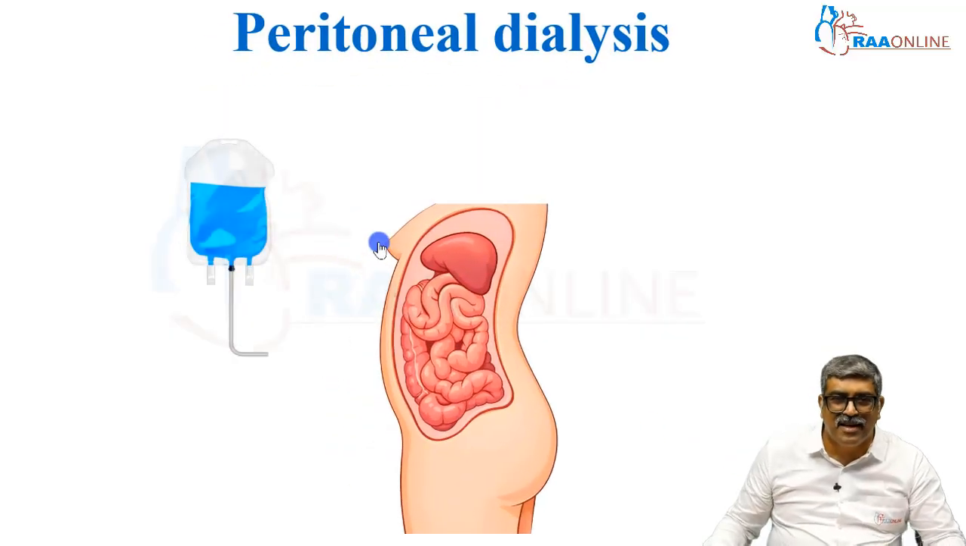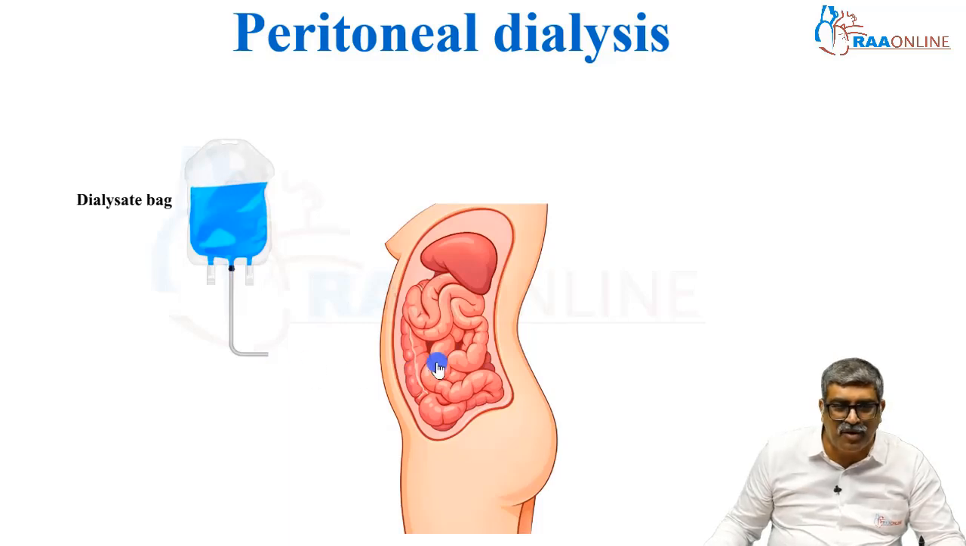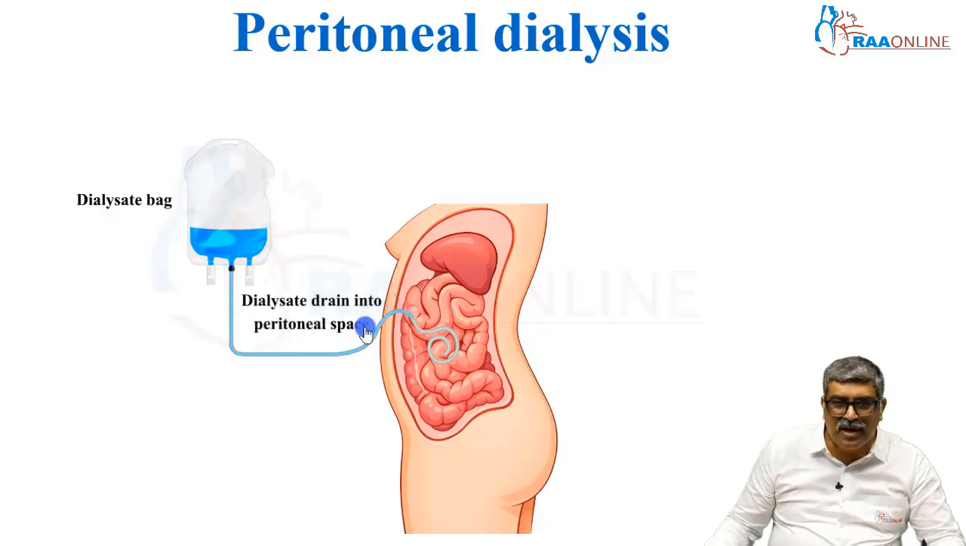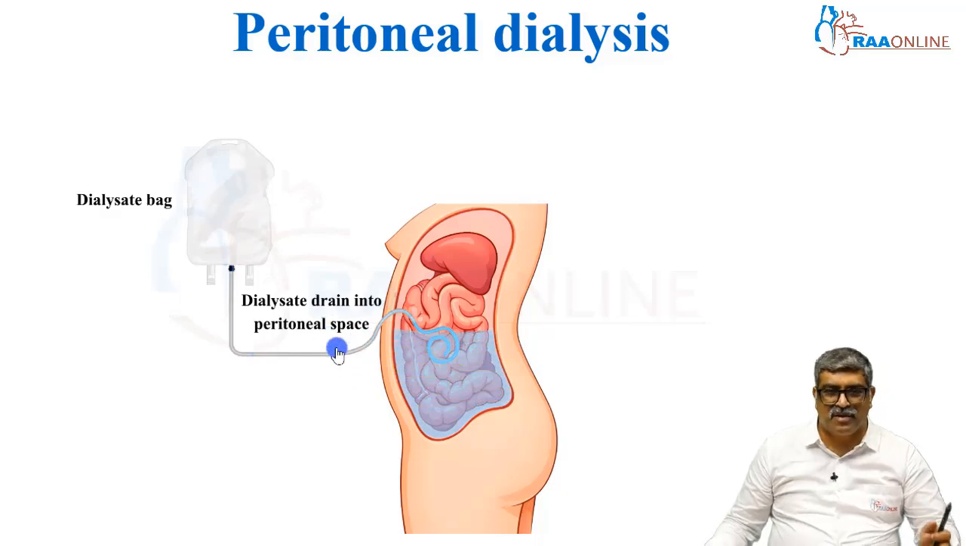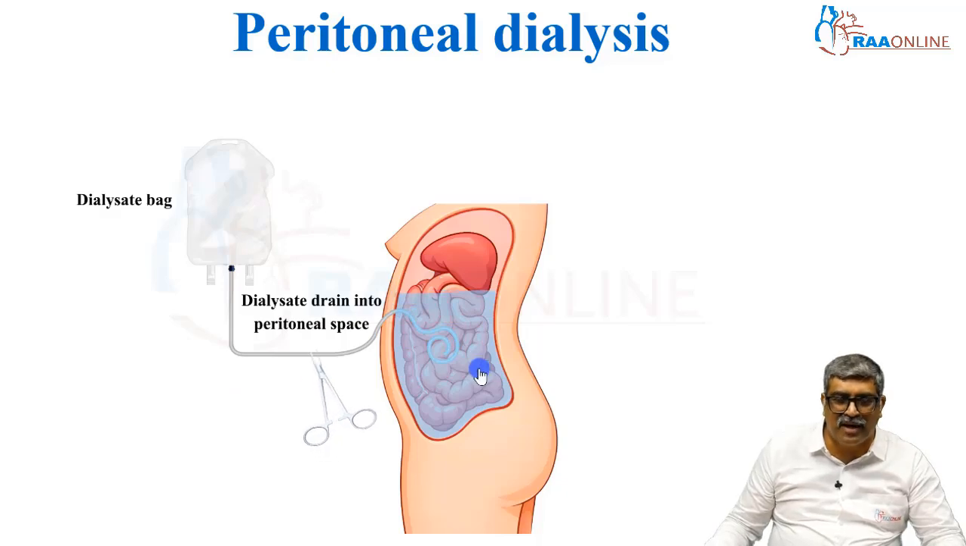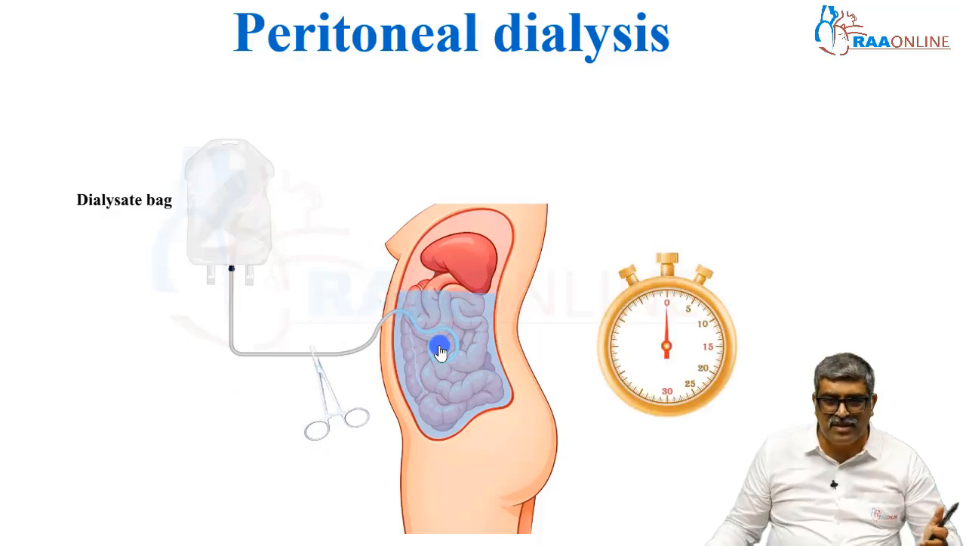Peritoneal dialysis. Here you inject the dialysis fluid into the peritoneal cavity by a catheter inserted into the peritoneal cavity. You allow the fluid to enter the peritoneal cavity and then clamp the line so that the fluid dwells in the peritoneal cavity and removes the waste nitrogenous product.